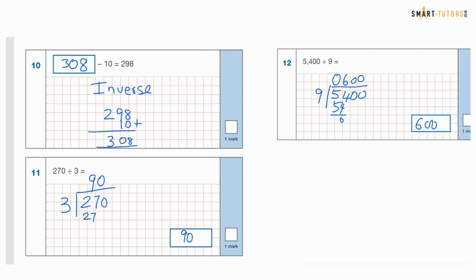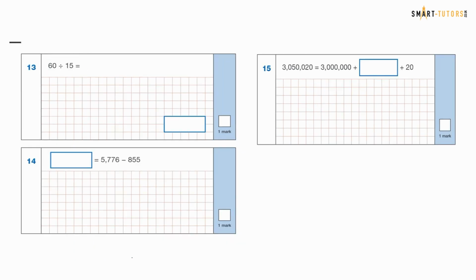It's a bus stop method division. You either can do the short division or long division. Doesn't matter. All you want to do is remember the times table. 9 times 6 is 54 and add 2 zeros for the answer. Answer is 600. Question number 13.